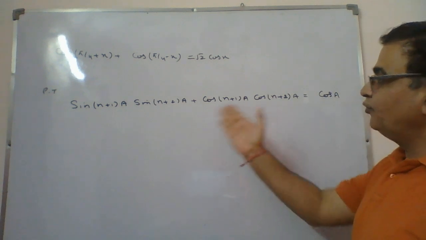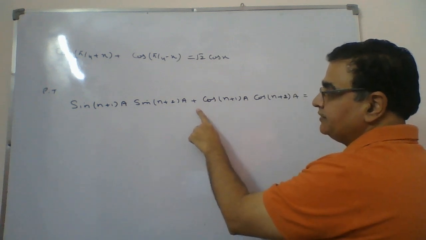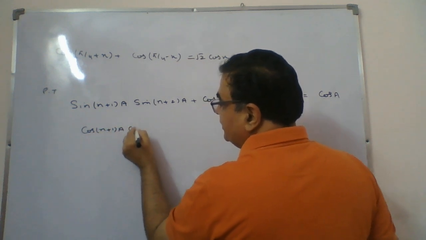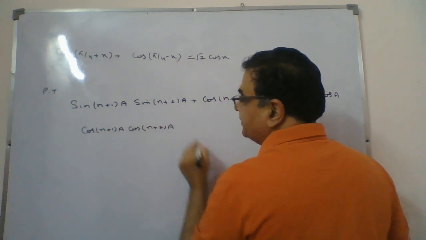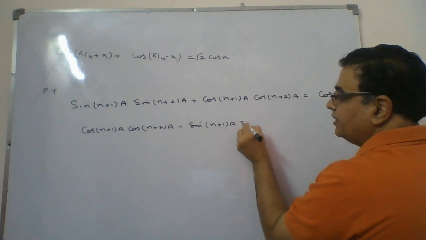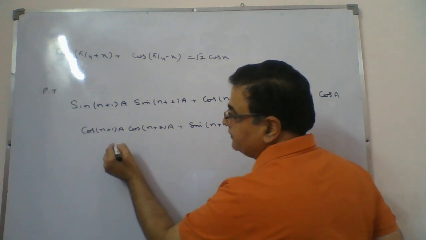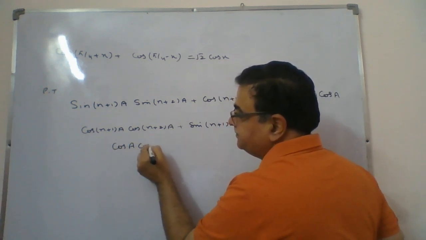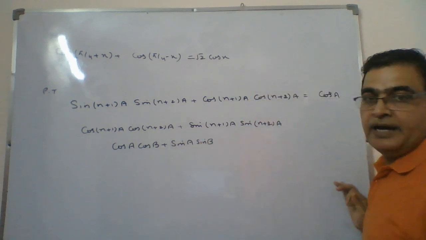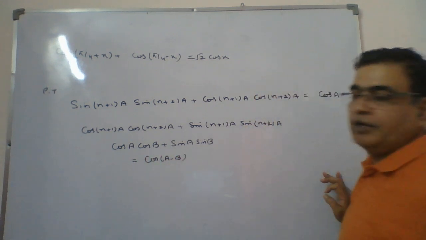Now first thing you should decide what formula it is. In this actually first result is given sine and then cos, but which is plus is here. So first we write this in proper form. Cos of (n+1)A cos of (n+2)A, then plus sine of (n+1)A into sine (n+2)A. And then clearly this is a formula of cos A cos B plus sine A sine B. And this formula clearly says it is cos(A minus B).